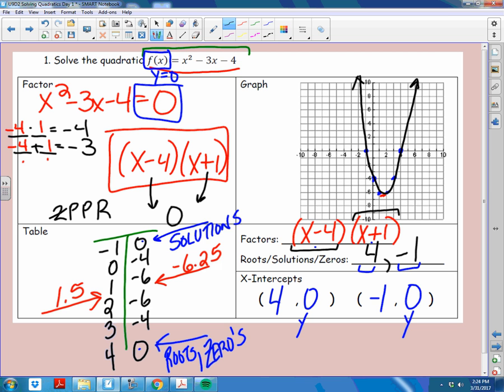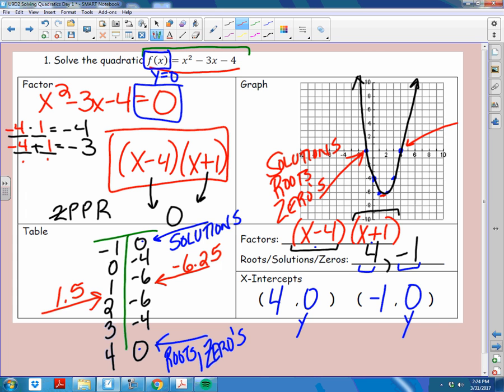That's my parabola. Which means from a graph, where would I look to find the roots? I look where it hits the x-axis. Those are my solutions, my roots, my zeros.